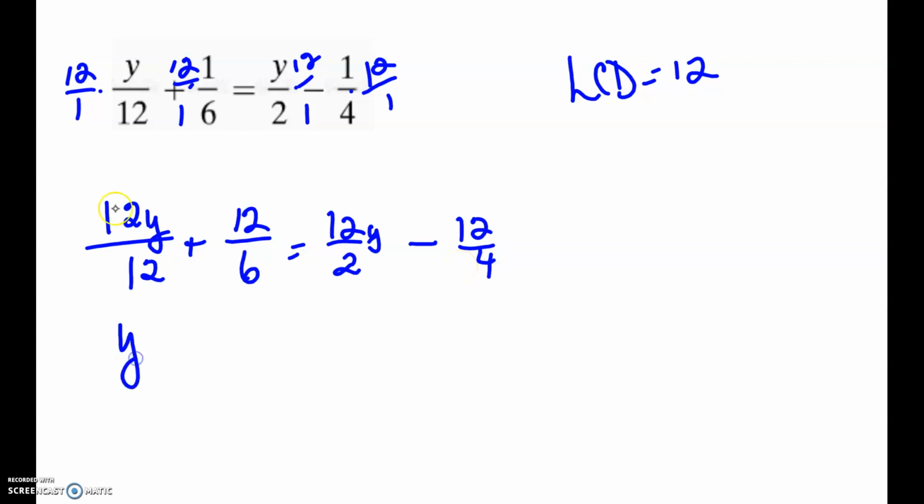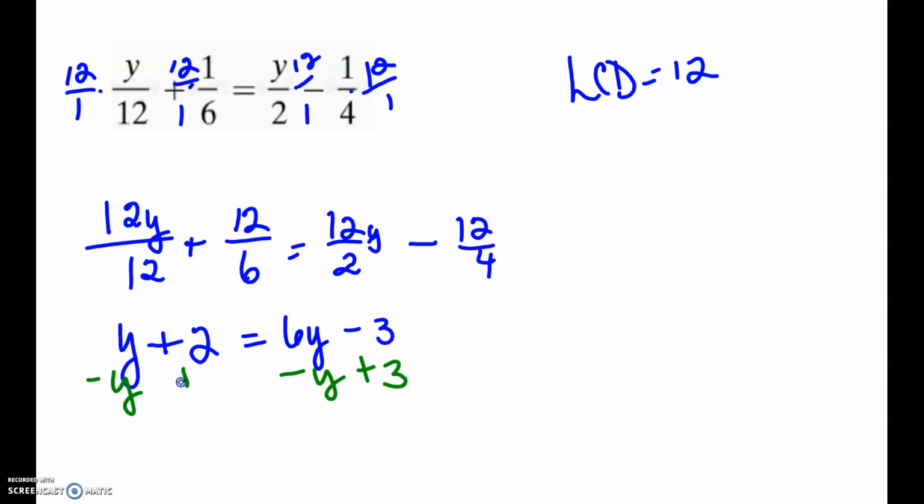Now I need to reduce these. So the first one, 12 divided by 12, leaves me 1y, plus 12 divided by 6 is 2, equals 12 divided by 2 is 6y, and lastly, minus 3, 12 divided by 4. Now I've got one variable, one number on each side. We can simplify as normal, which means variables to one side, numbers to the other. So here I'm going to go ahead and subtract y from both sides, leaving the y's on the right-hand side. Then I need to remove the minus 3 on the right by adding 3 to both sides.